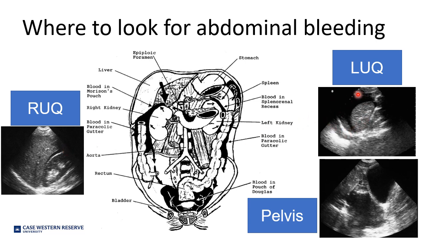The left upper quadrant view, looking over here, anechoic fluid here. This is the spleen, so likely a hemorrhage around the spleen. And then looking at the pelvis, this is a full bladder here, and this is intra-abdominal hemorrhage in the pelvic area.